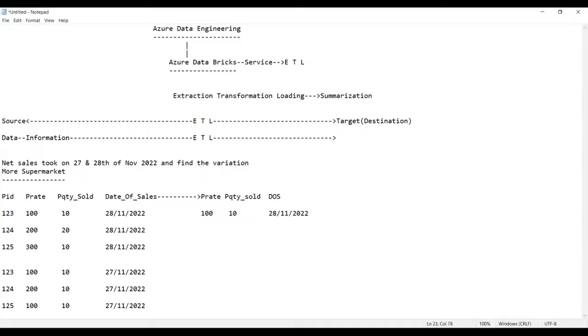Now guys, second time, tell me now. In the second transaction, I've just made 3 entries to make the process very simple. I have 200 rupees as the rate of the product, and the quantity sold is 20. Yes, 20 is the quantity sold. Now the date is the same, leave it. Now guys, the third one is 300 as the rate of the product, and the quantity sold is again 10.